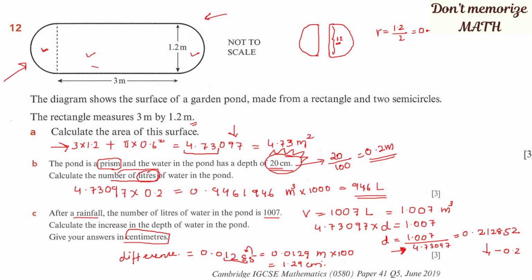Okay, I hope this part is clear for you. There will be similar questions like this for the final exam, because this type of question is very important, especially for extended students. This is a paper 4 question of the year 2019.